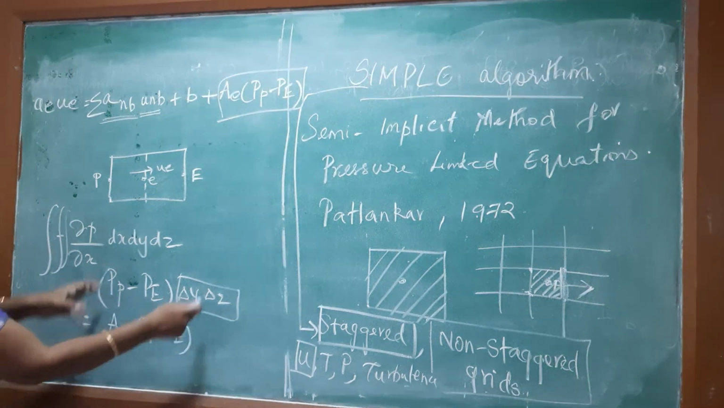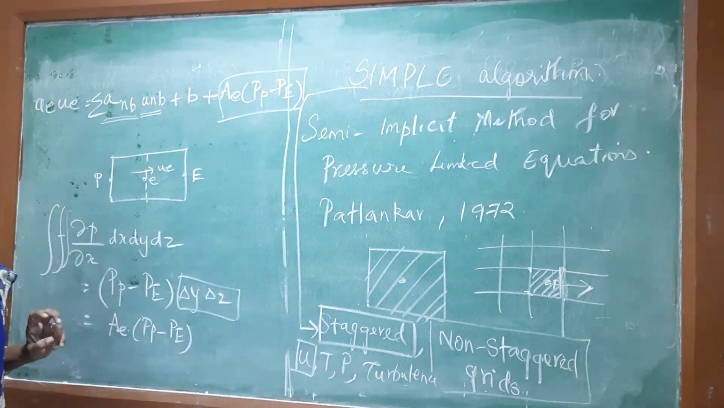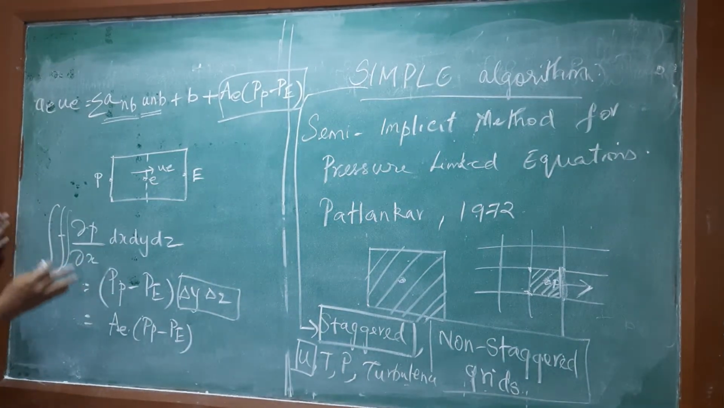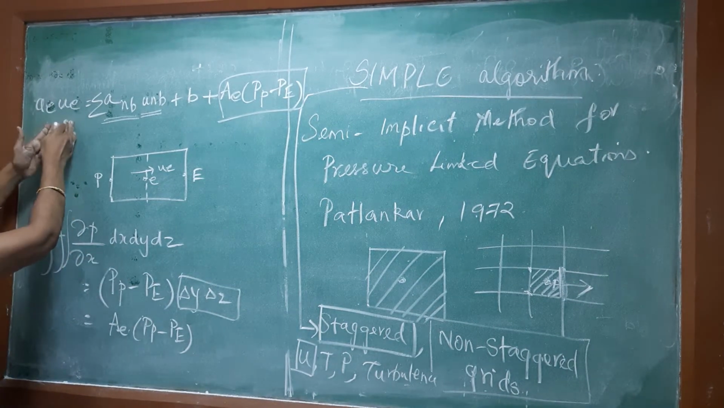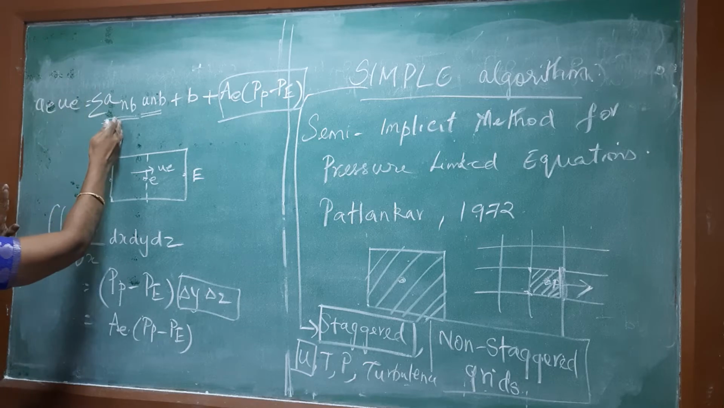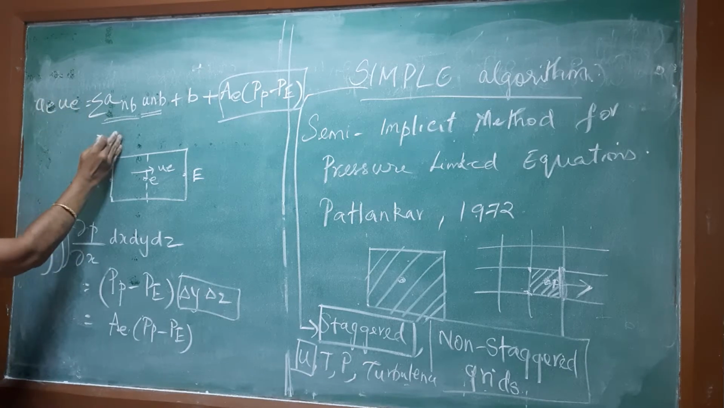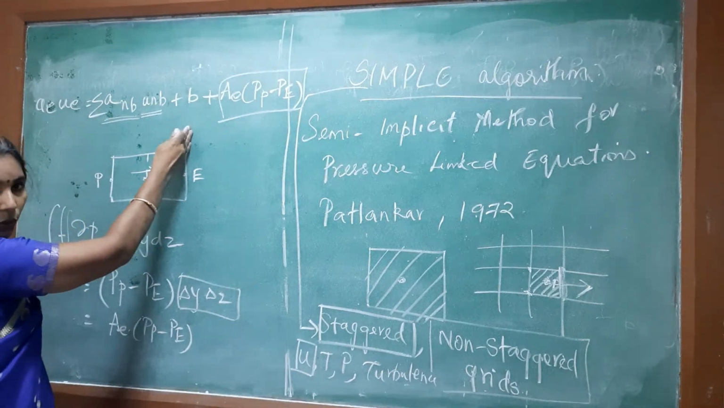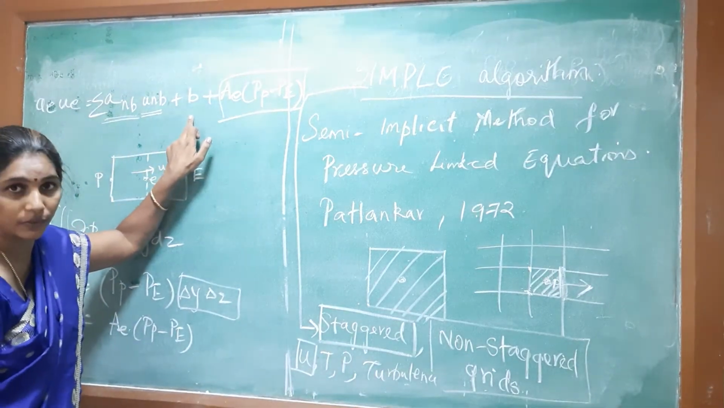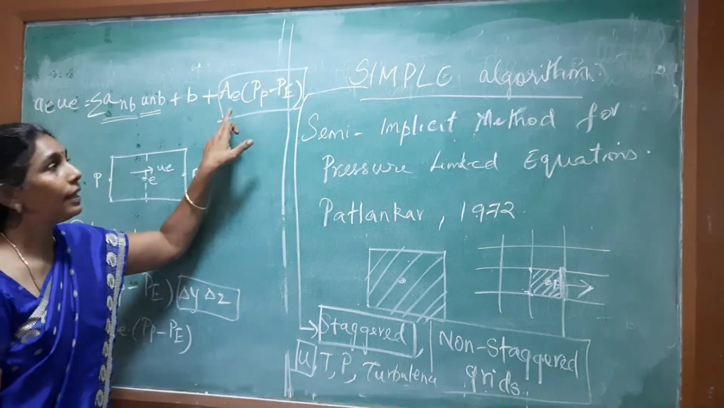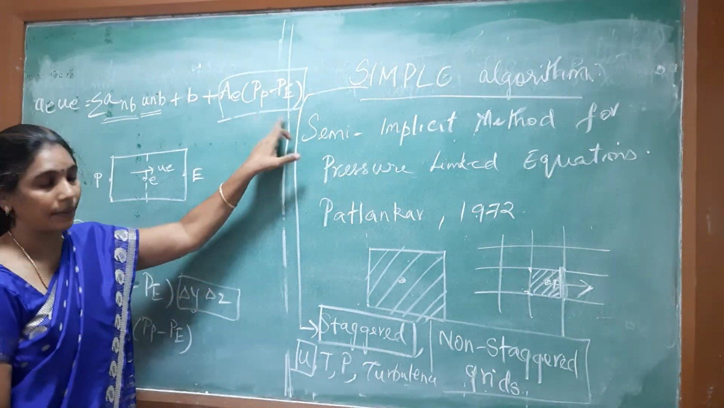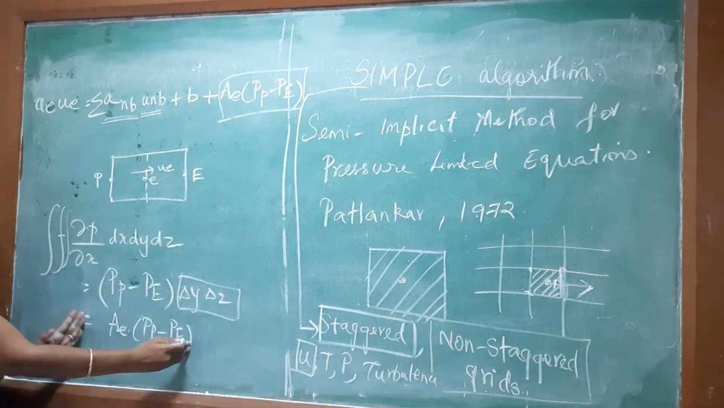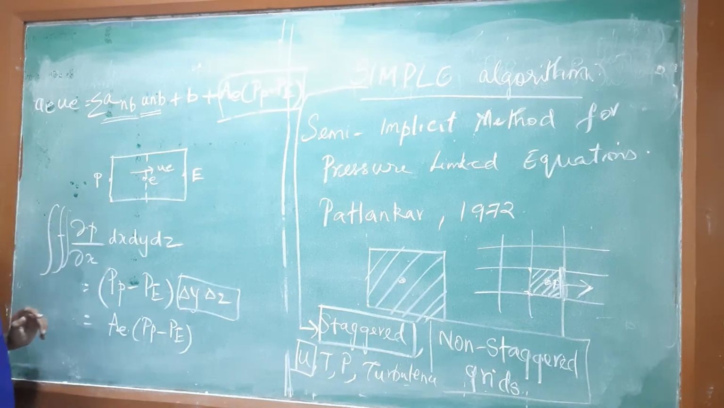Now this term has been written here, right? So the discretized form is nothing but aE uE, which is a summation of a and b, that is the coefficients of the neighboring points, and this is the velocity at the neighboring points, and this is a source term which is entirely different from that of the pressure term, and then you have aE into PP minus PE, and I've told you how we have arrived at this third term, right?